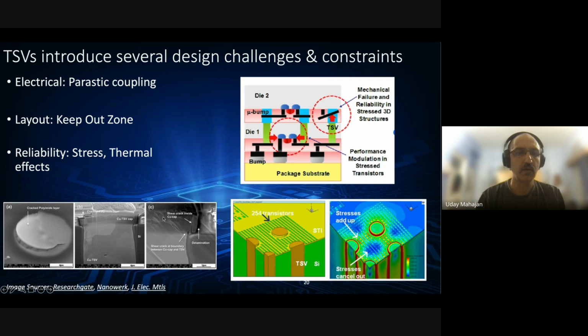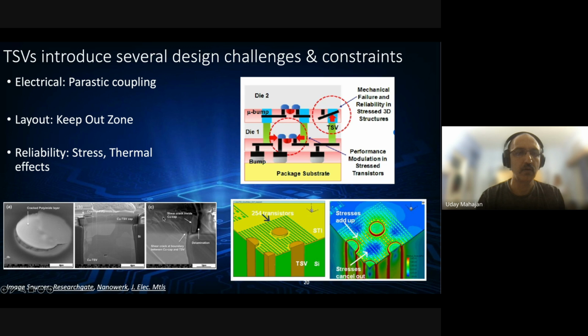And some tools that the industry uses to manage them, some standard tools which have been used in the past in other layers as well, is they sometimes add dummy TSVs for stress buffering, to manage hotspots. And one more design rule is to keep heat sources away from TSVs so that they don't take that heat and transfer it to other parts of the IC.